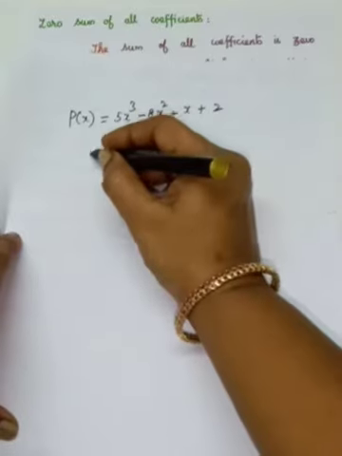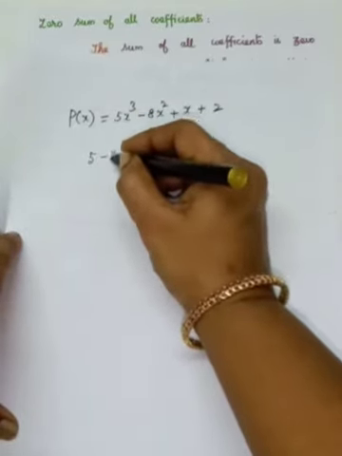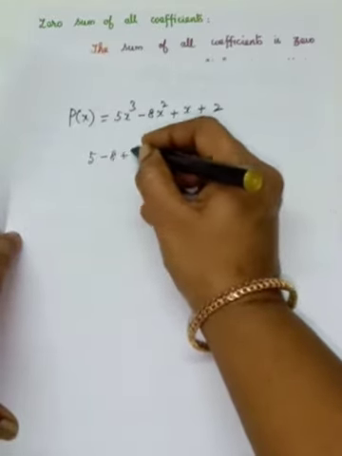So it is 5 minus 8 plus 1. Constant means we can write x power 0, so the coefficient is 2. When you add, you see that 5 plus 1 is 6, 6 plus 2 is 8, and 8 minus 8 is equal to 0. So the sum of all the coefficients of the polynomial equation is 0.